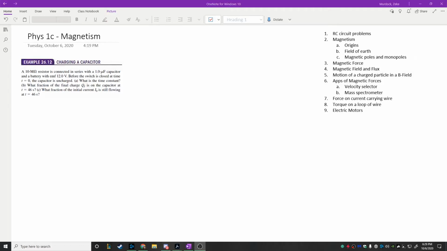All right, so this is Physics 1C for October 6th, the first hour. Tonight we're going to be talking about magnetism. We're also going to finish some things about RC circuits that we discussed last time, but primarily we're going to be talking about magnetism, and that's going to include the origins of magnetism as it was discovered here on Earth, as well as the magnetic field of the Earth itself.